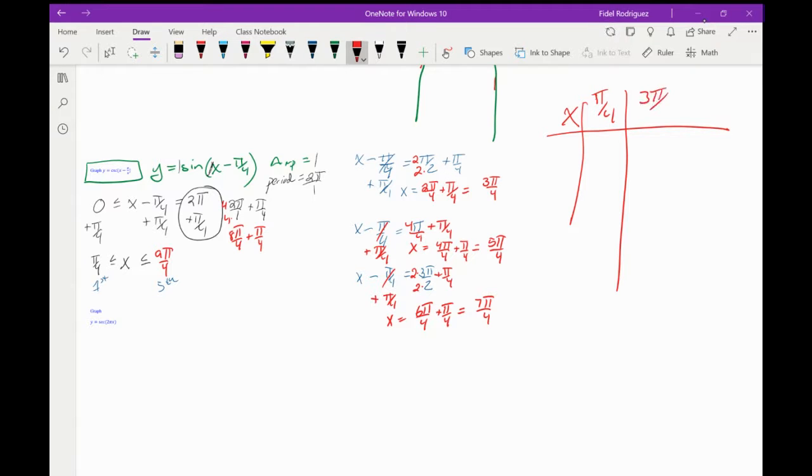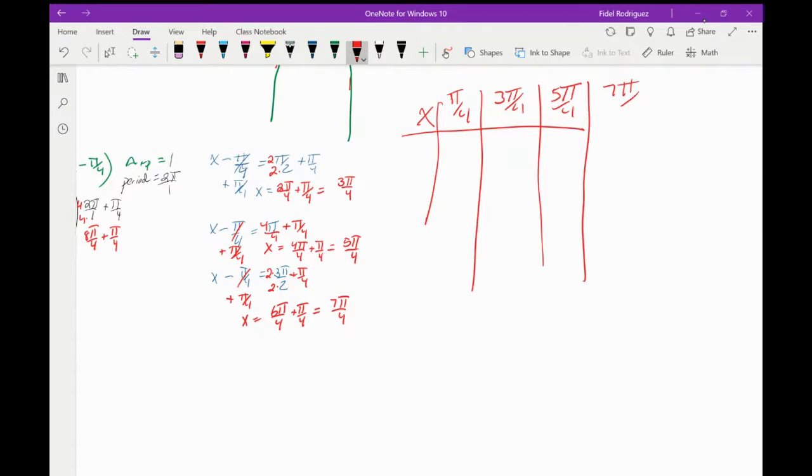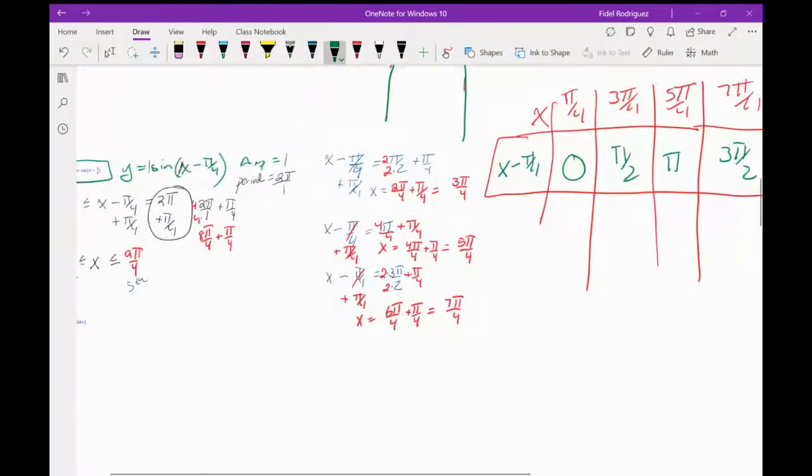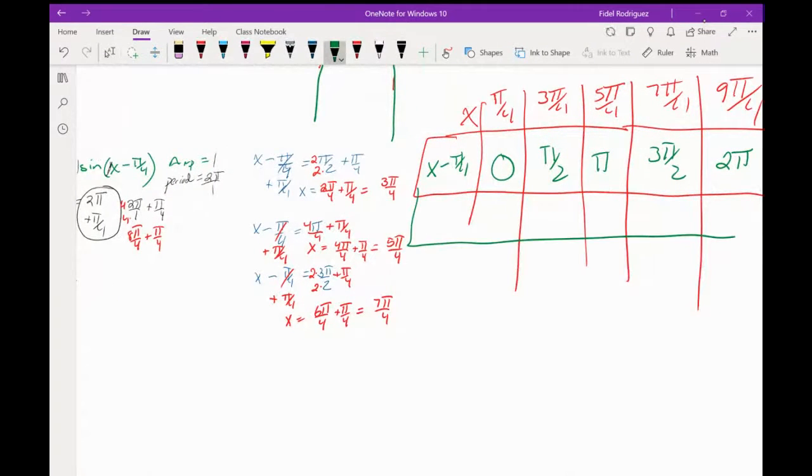And then we said 3 pi over 4, 5 pi over 4, 7 pi over 4, and 9 pi over 4. And on the inside, we have an x minus pi over 4. So these are just those standard values. And then we're just taking the sine of that. So the sine of x minus pi over 4.